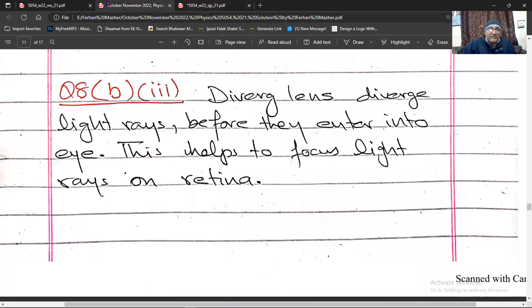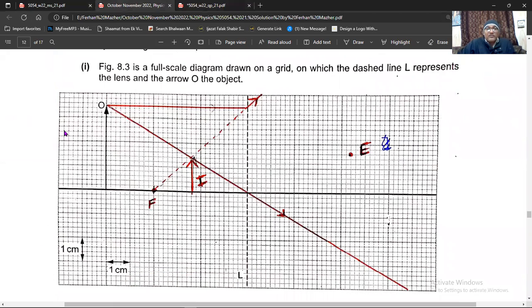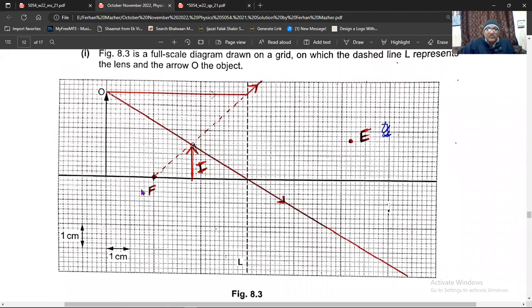So very simple. Let me show you first of all what you will do. First of all, I will point out what is the F. It's 4 centimeters, 1, 2, 3, and 4. So put a dot here. So this is the principal focus. From the top of the object, start a line which goes through the optical center of the lens, and this line will go undeviated. Okay.